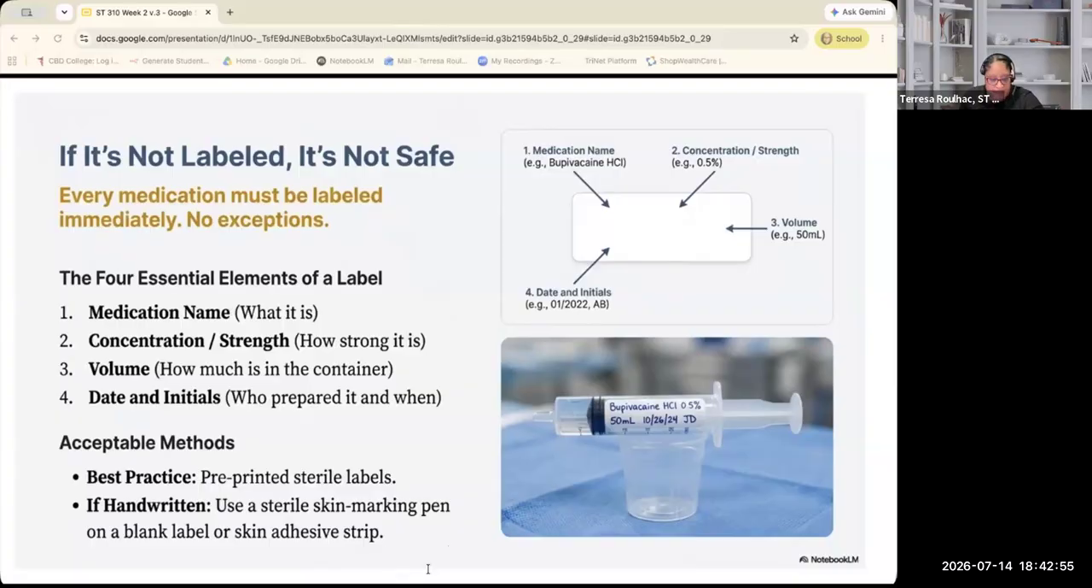I want you to imagine this. You're halfway through a surgical procedure. There are multiple syringes on your sterile field. Everyone is focused on the patient. You look down at one syringe, and it's not labeled. Can anyone safely tell me what's inside it?